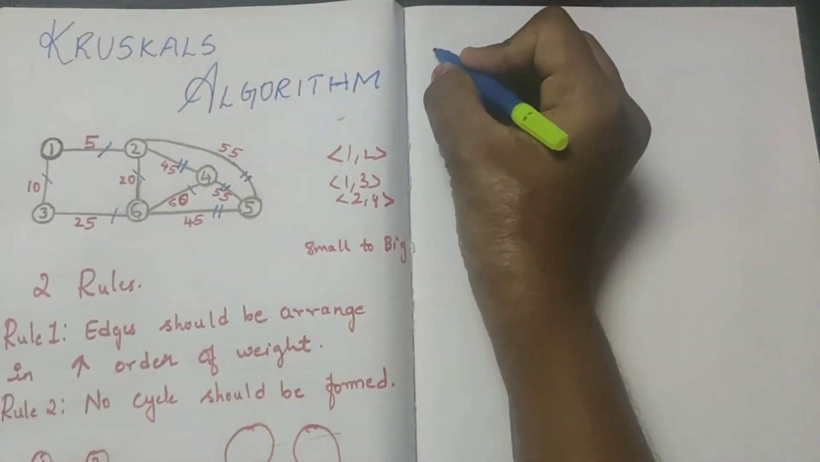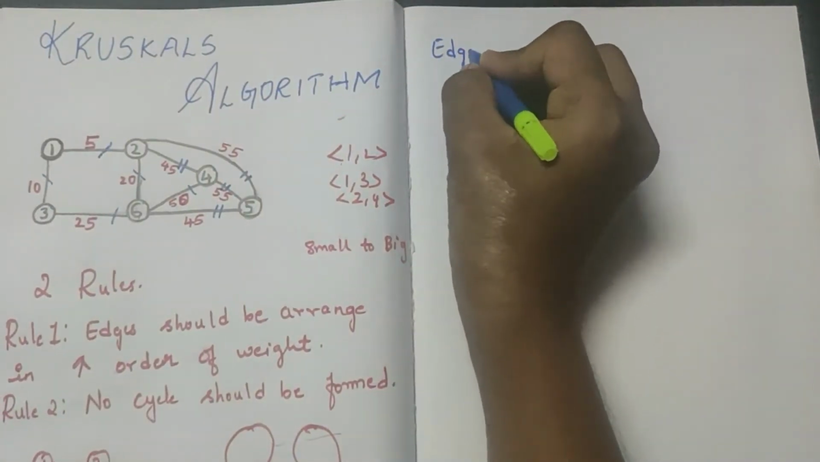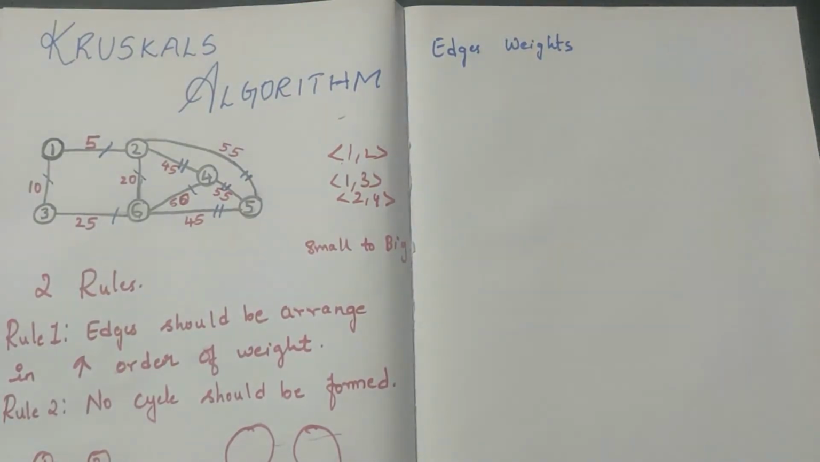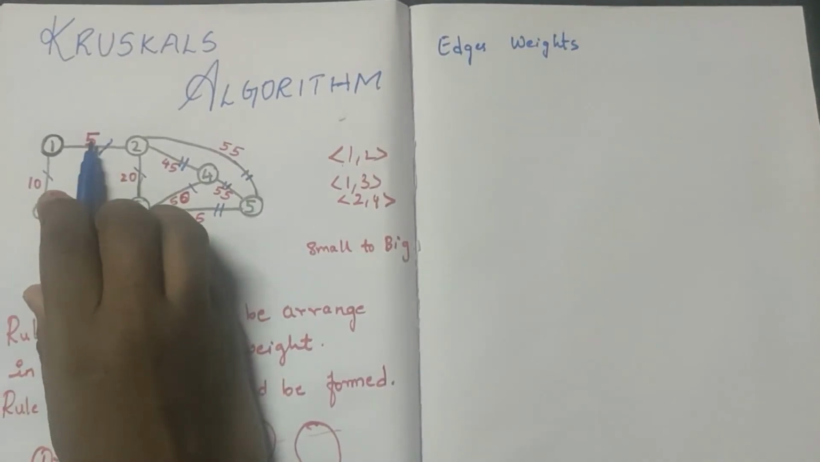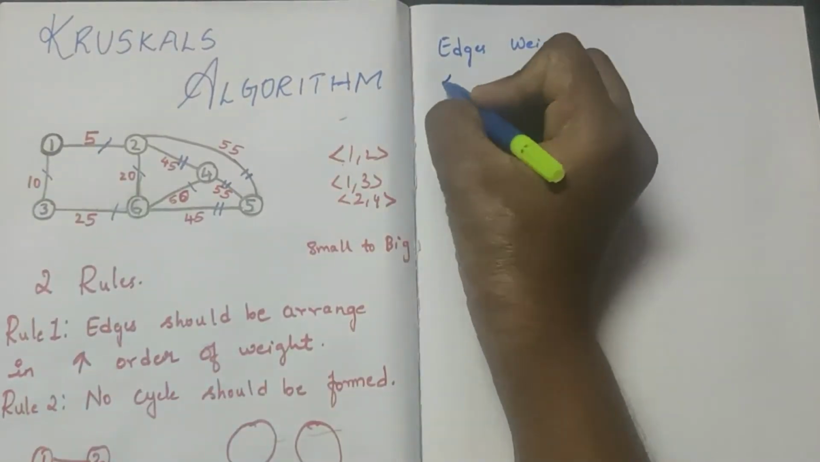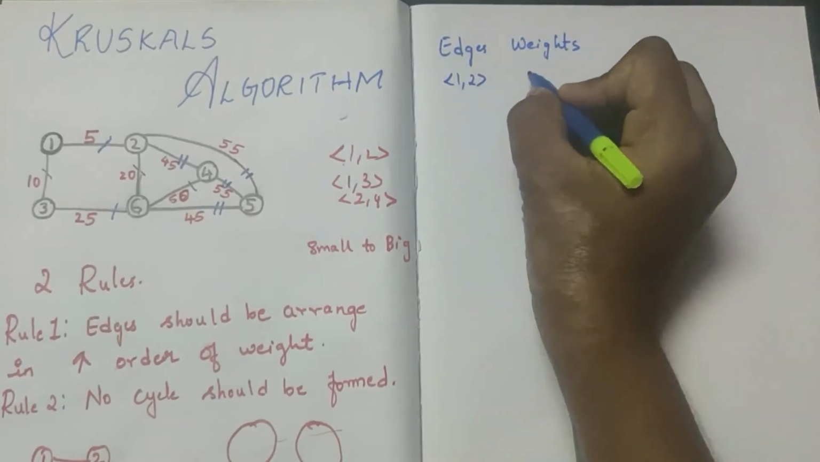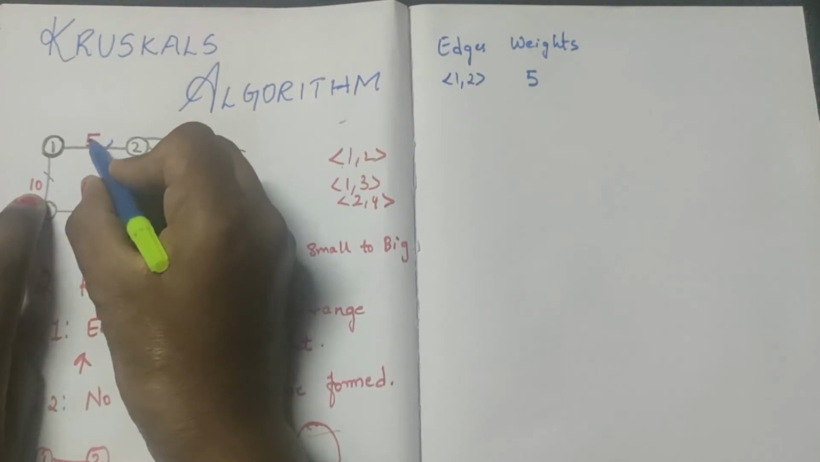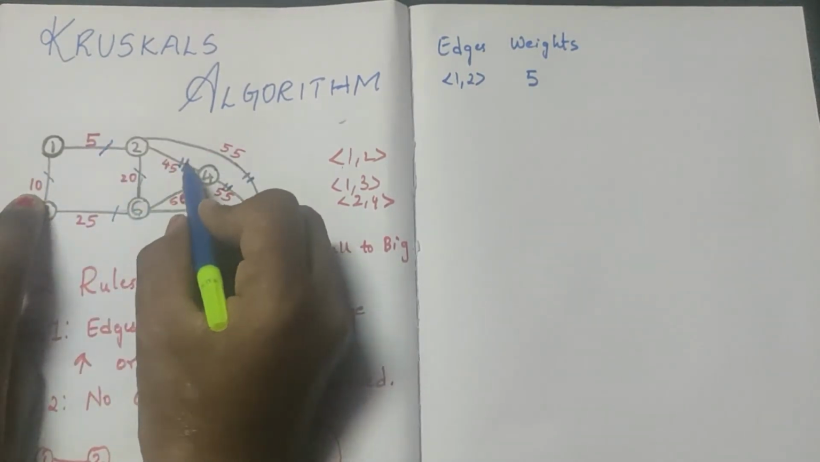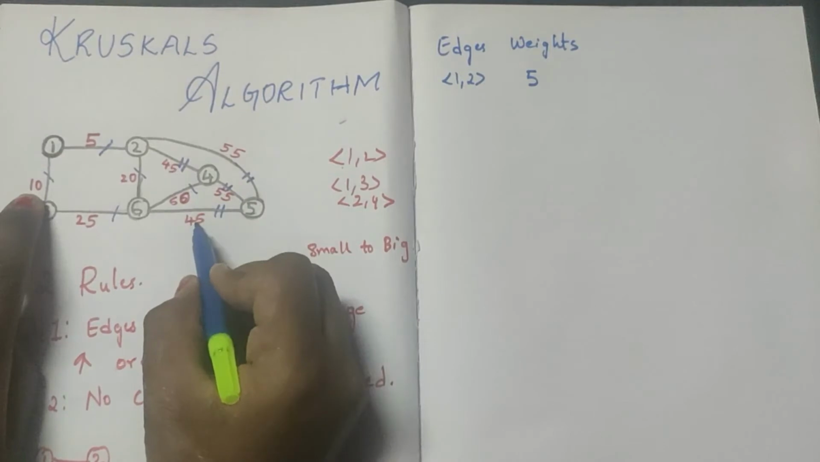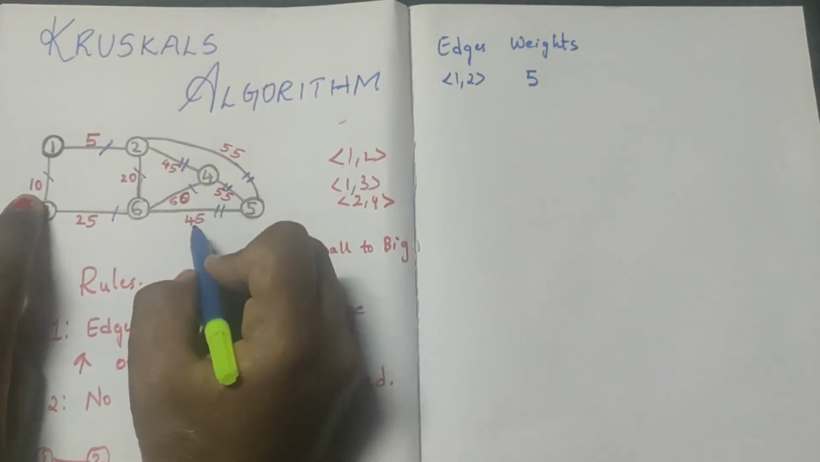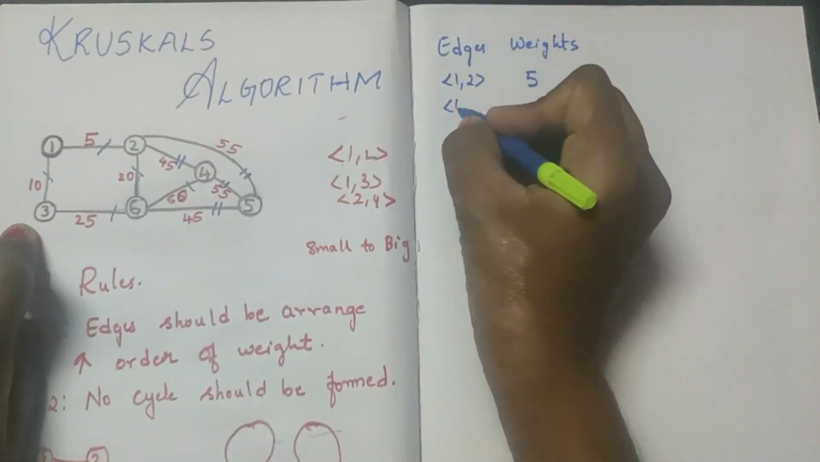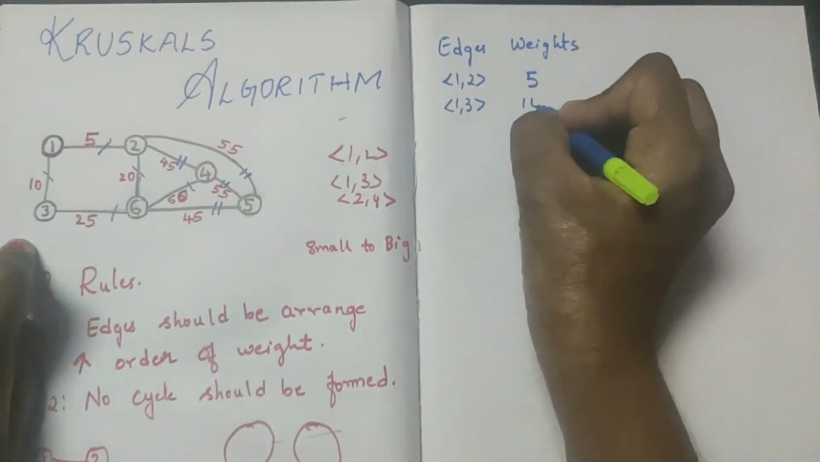So first is edges and weights. Now the lowest cost is 5. So edge 1, 2, the weight or the cost is 5. Then comes 10. I gave a single line because there is only one value. Here I have given a double line because I have 45 two times. So to not get confused, I have just given it like this. So 5 is done. Now 1 to 3. Edge 1 to 3, the cost is 10.